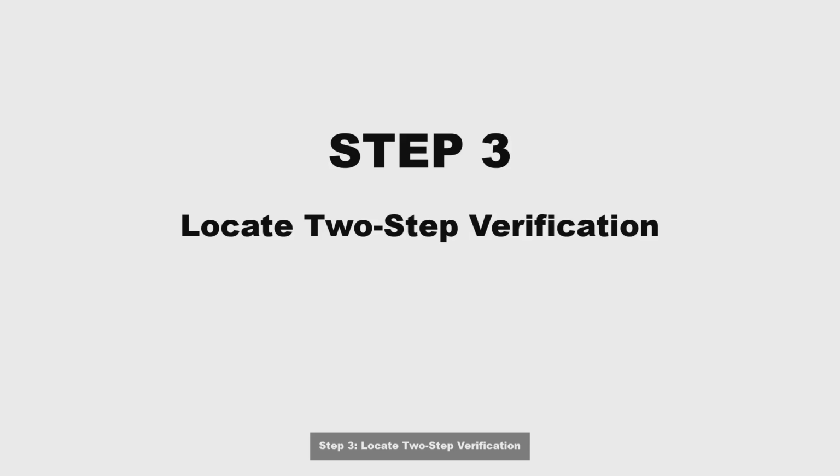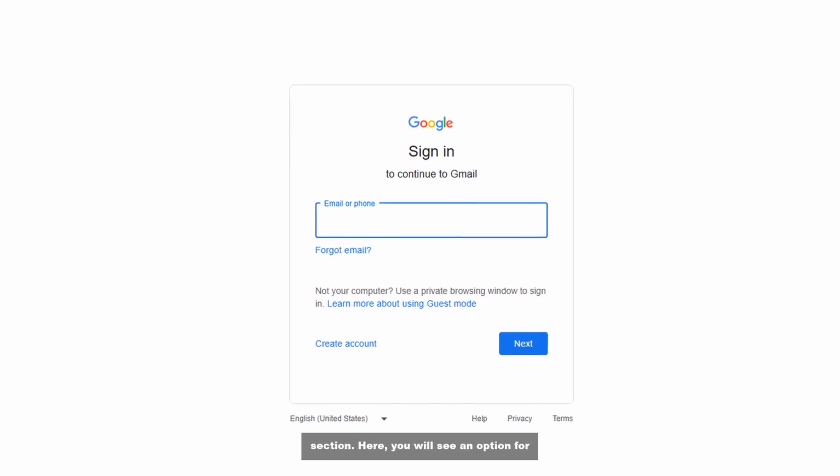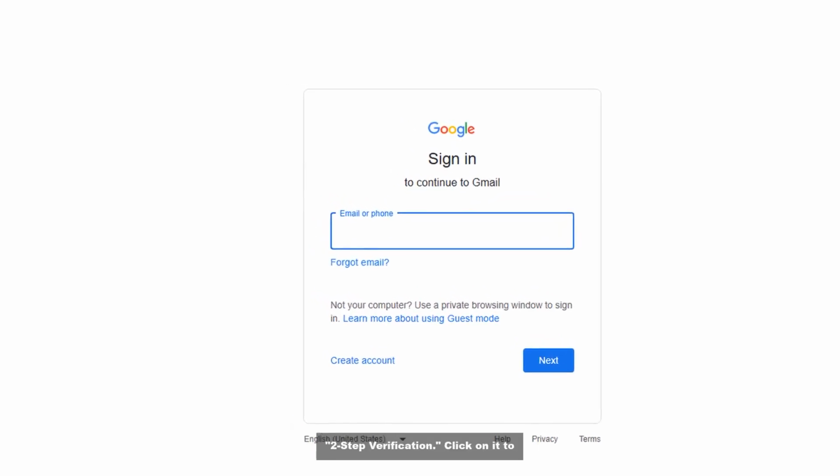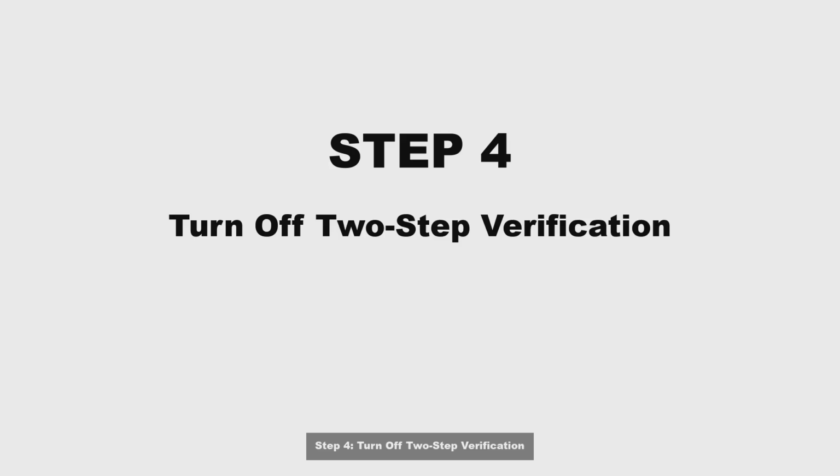Step 3. Locate two-step verification. Scroll down to the signing into Google section. Here, you will see an option for two-step verification. Click on it to proceed.